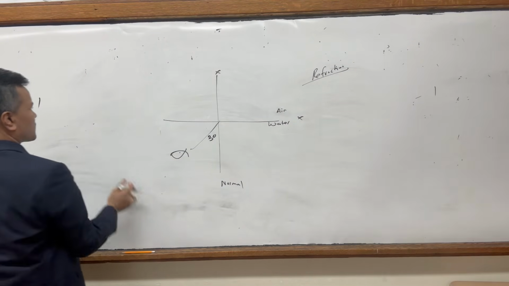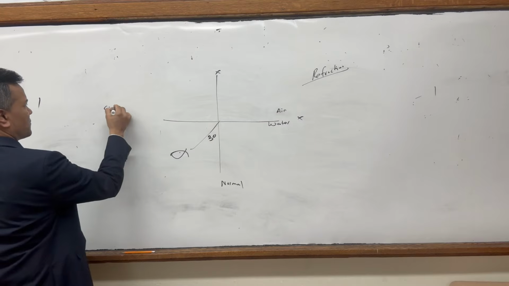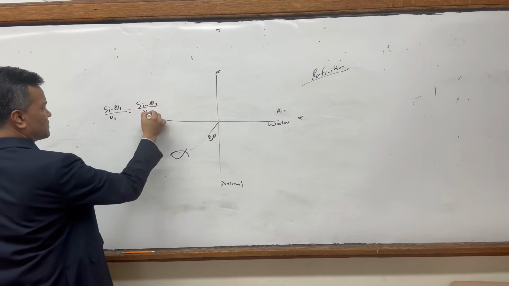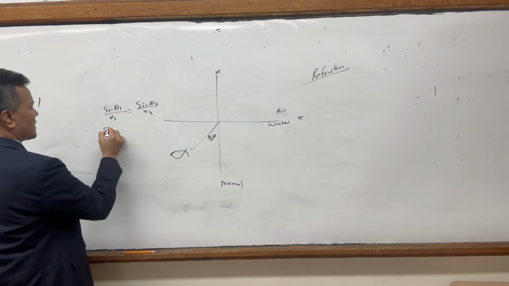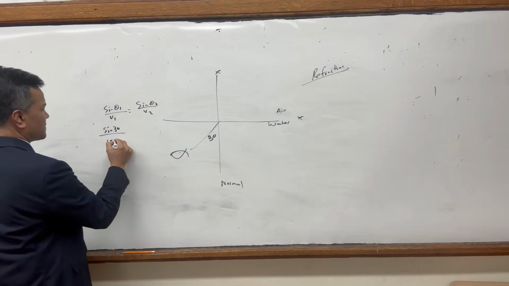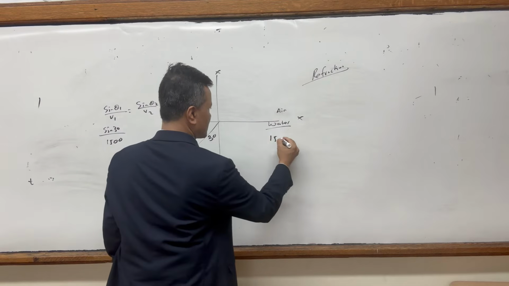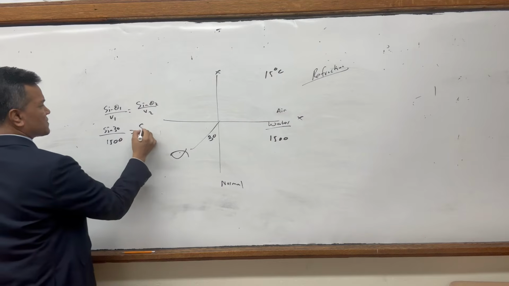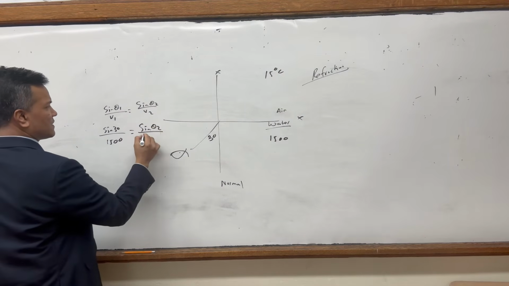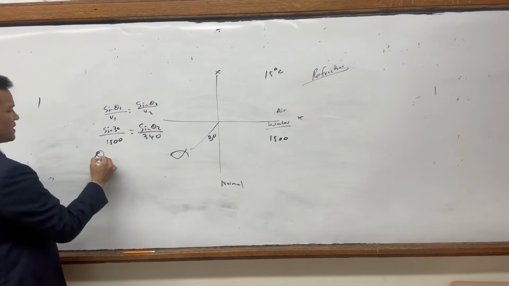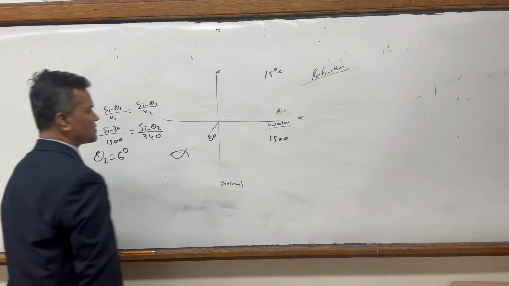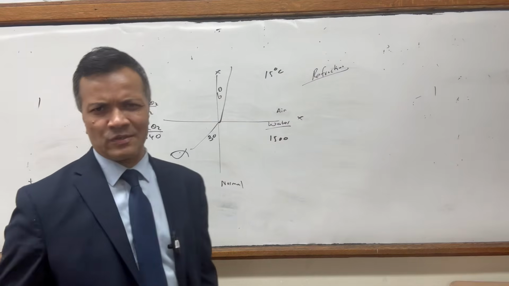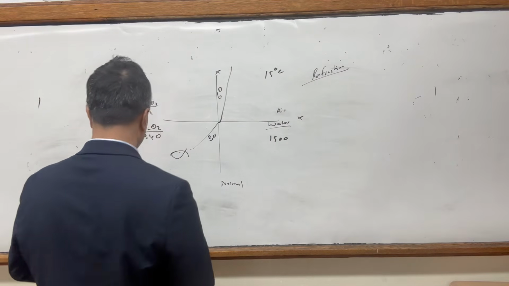Okay, now to do that, we're going to do sine theta 1 over velocity 1 is equal to sine theta 2 over velocity 2. Sine theta 1 is sine 30, velocity 1 is 1500. Why is that? Because this is water, 1500, and this is 15 degrees Celsius. Okay, great. Is equal to sine theta 2 over 340. All right, so theta 2 is equal to 6 degrees. So this one is 6 degrees. Yeah, so it seems like you're bending toward the normal, right? Okay, now let's see the application.